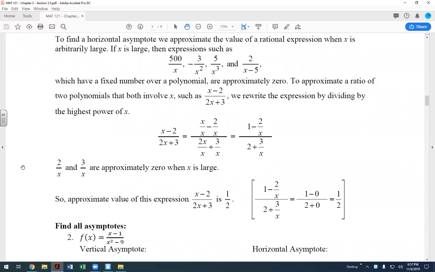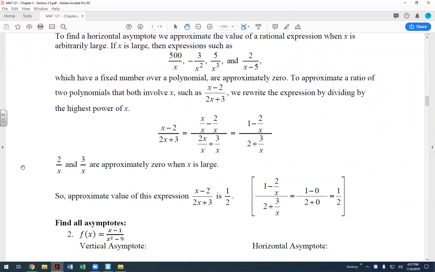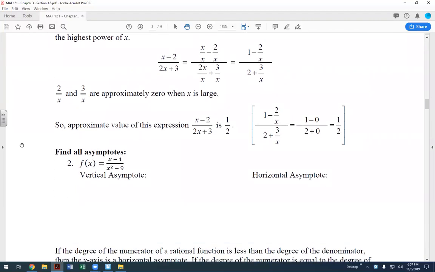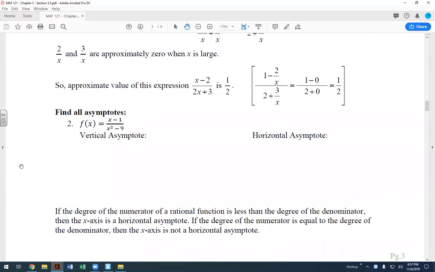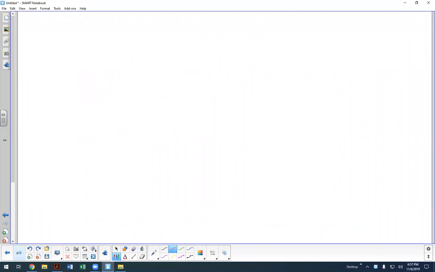Guys like these are always going to be at 0, 2 over x, 3 over x, and you can kind of see that calculation that I just talked about, you end up at 1/2. Okay, so let's apply this knowledge that we just learned back into our example number 2 here, which is the same example that we did in example 1. So that should look familiar.